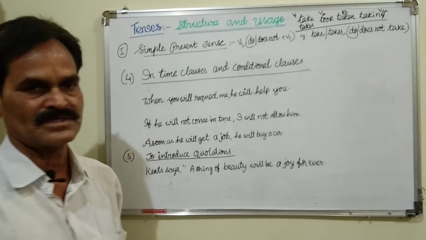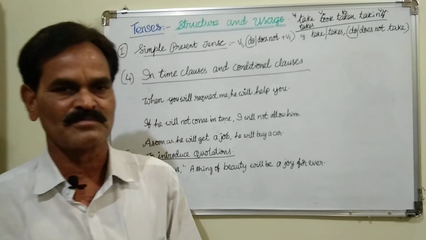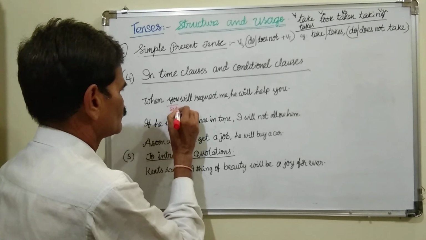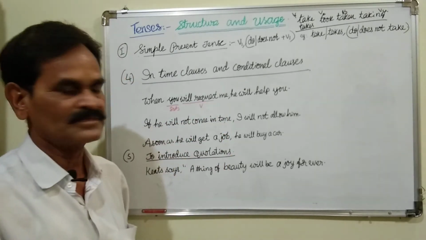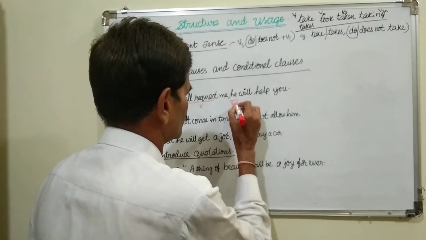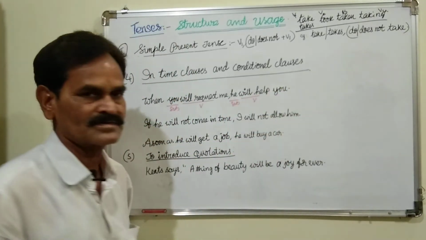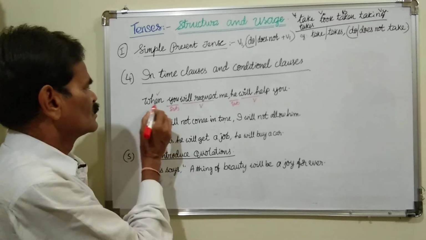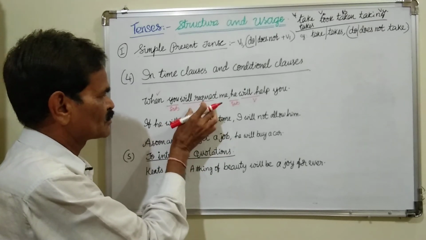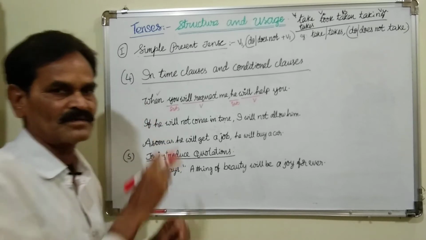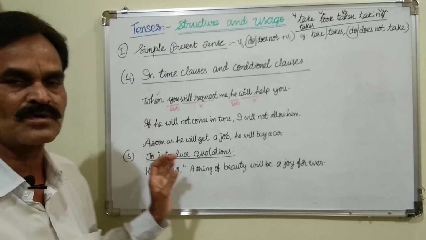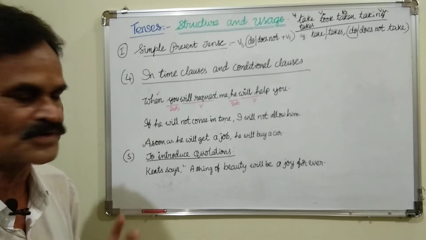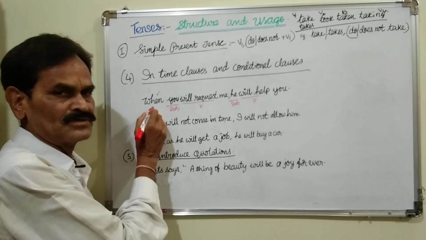Now in time clauses, we know what a clause is. If a subject is there and a verb is there, that is called a clause. Suppose here the subject you is there, will request verb is there, this is a clause. He is the subject, will help is the verb, this is another clause. Both are combined by the conjunction when. This clause you will request me comes after when. When denotes time. When, as soon as, no sooner, till, until, before, after, these are the various conjunctions which denote time.